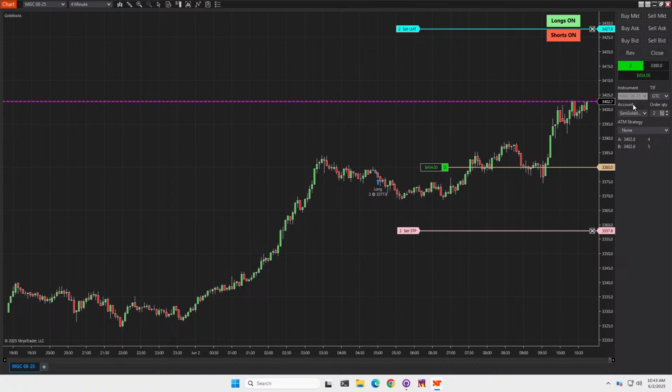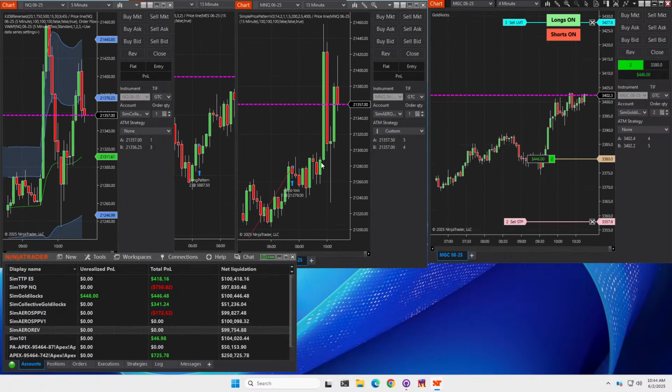But Goldilocks is doing pretty well. Again, it's following the back testing that we did pretty closely.